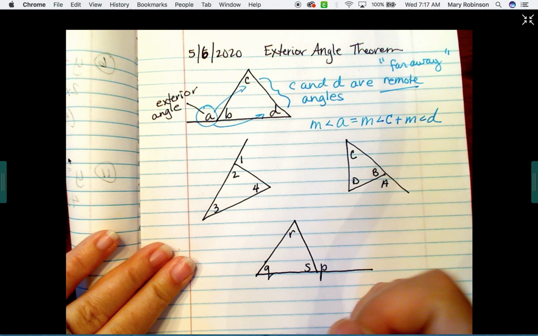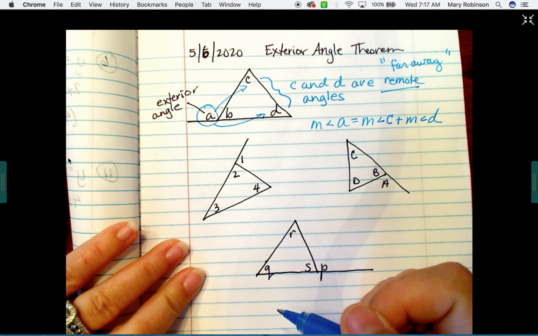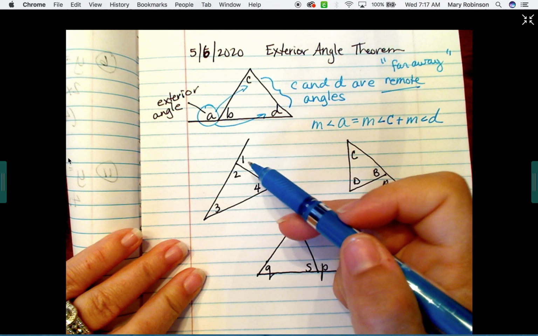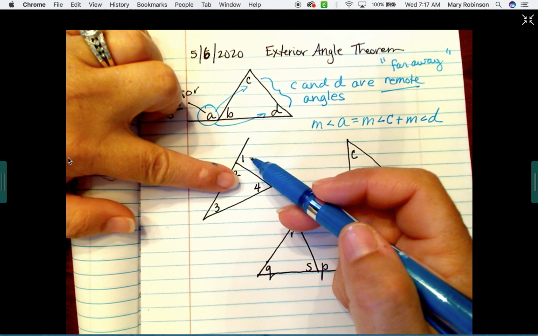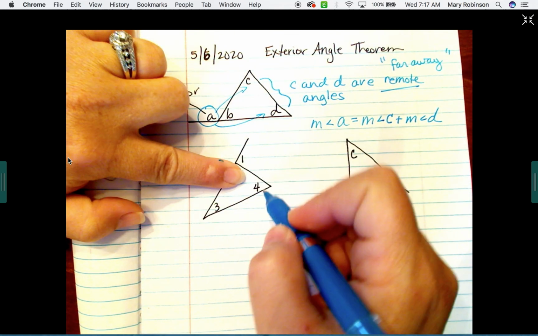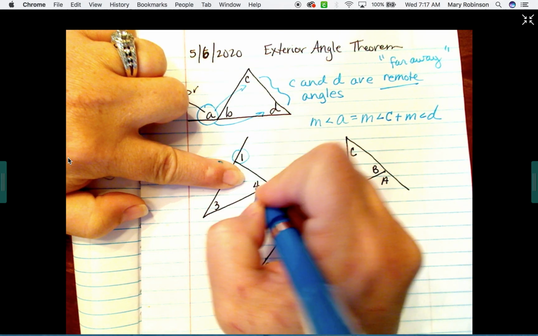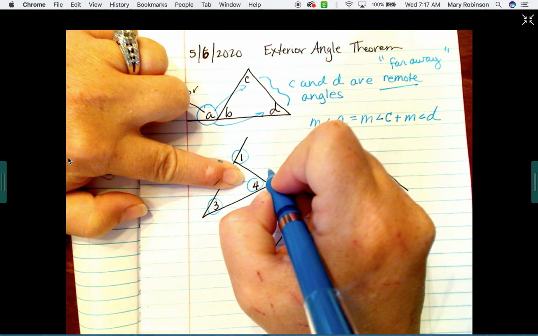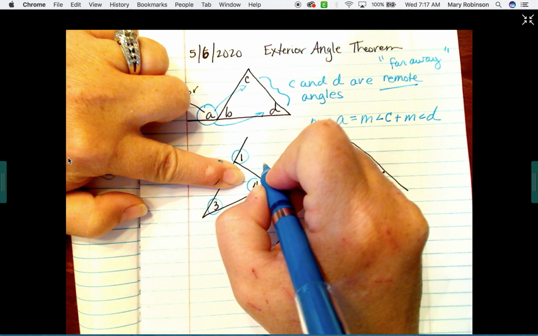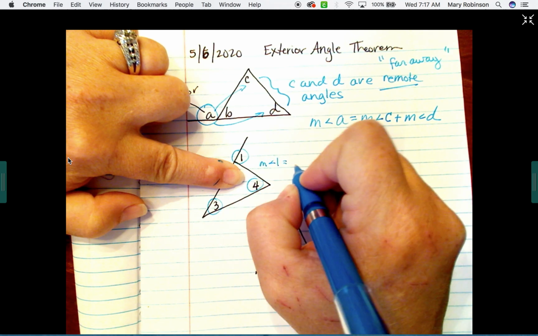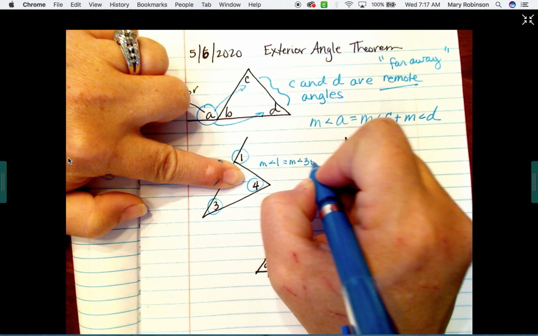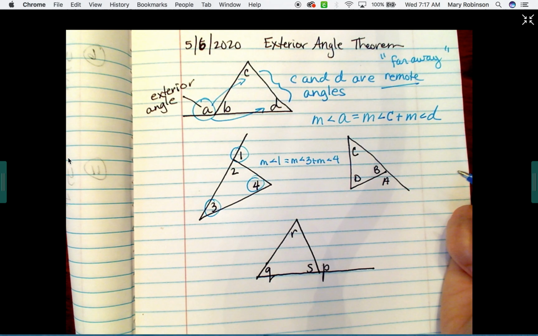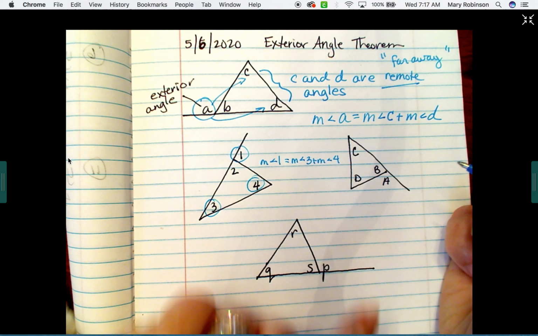So I drew a couple of other triangles so that you could see it from a different perspective. If you were trying to find the measure of angle 1, again, covering up the one beside it, it would be equal to the two remote interior angles that are farther away from this angle 1. So this is like saying that the measure of angle 1 will equal the measure of angle 3 plus the measure of angle 4. All I have to do is add up those measures.